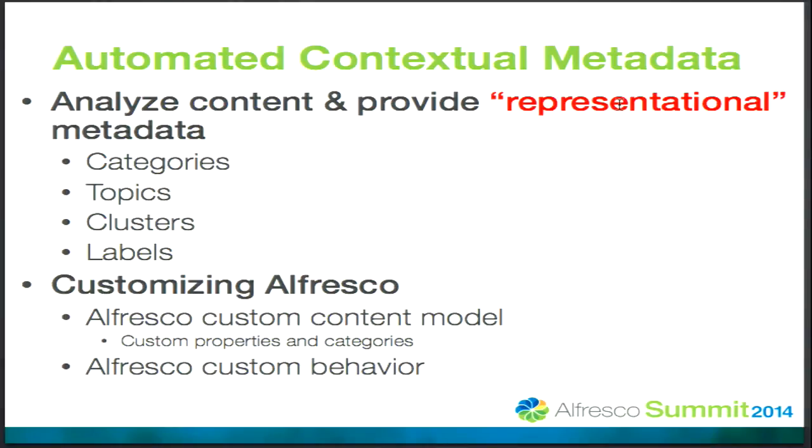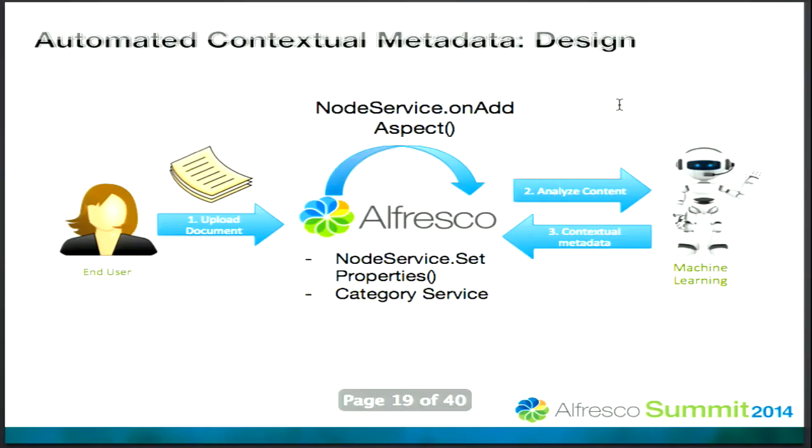We implemented this using an Alfresco custom content model and Alfresco custom behavior. This is the design of that feature, where we trigger the machine learning component in the node service on the add aspect event, then analyze the content and provide contextual metadata back to Alfresco, and then we set the properties and categories in Alfresco using these services.